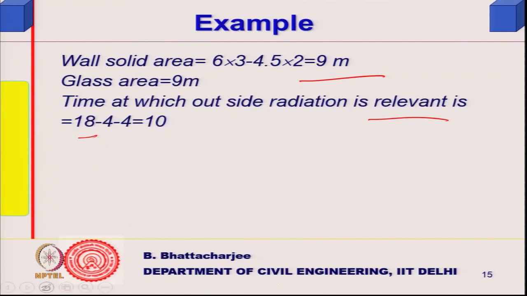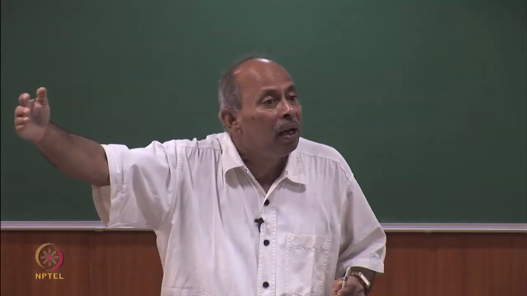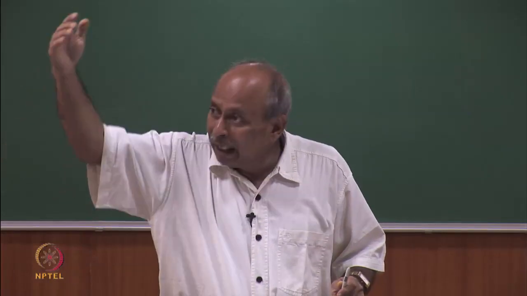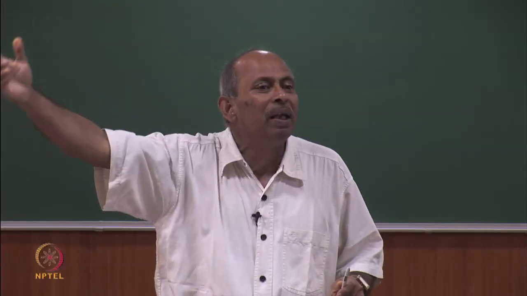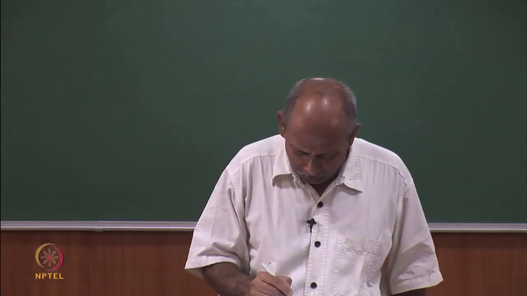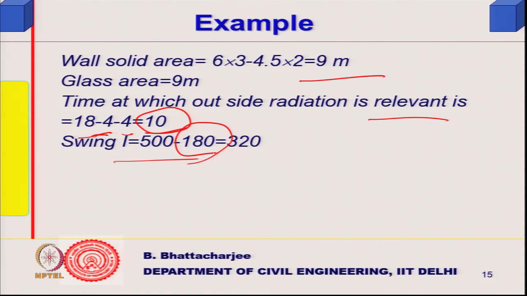So, glass area 9, 18 hours minus... at 10 am I should take the radiation, because the room temperature at 6 pm will correspond to heat entry at 2 pm, and the heat that is entering at 2 pm actually is due to radiation coming still 4 hours earlier, which means at 10 am. So, all the time lag we have to take into account and then calculate. So, 180 was the mean, and at 10 am the radiation is 500. So, the swing of radiation, the fluctuating component of the radiation, is 320, right.